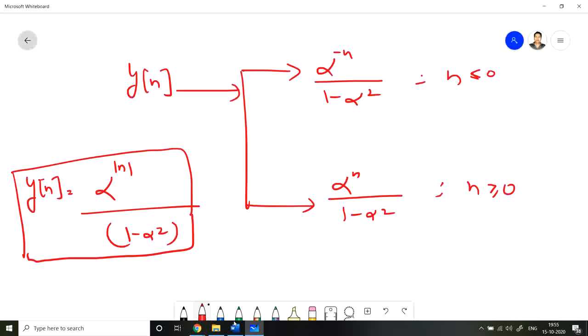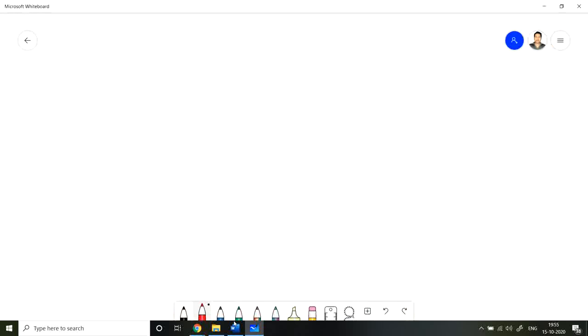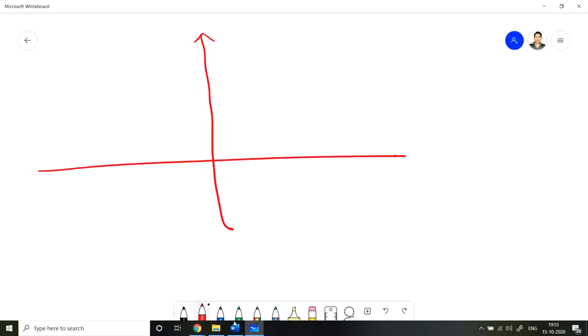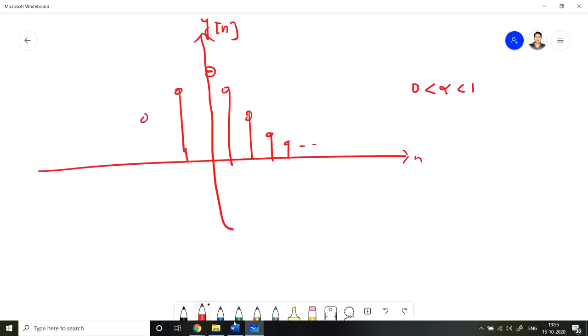Okay, so let us draw the graph of this system. Let us draw the graph of y[n]. When n equals 0, we have the peak, and after that it is decreasing, because 0 is less than alpha less than 1. So please check that it is decreasing after that, and so on. So this is our graph of y[n].